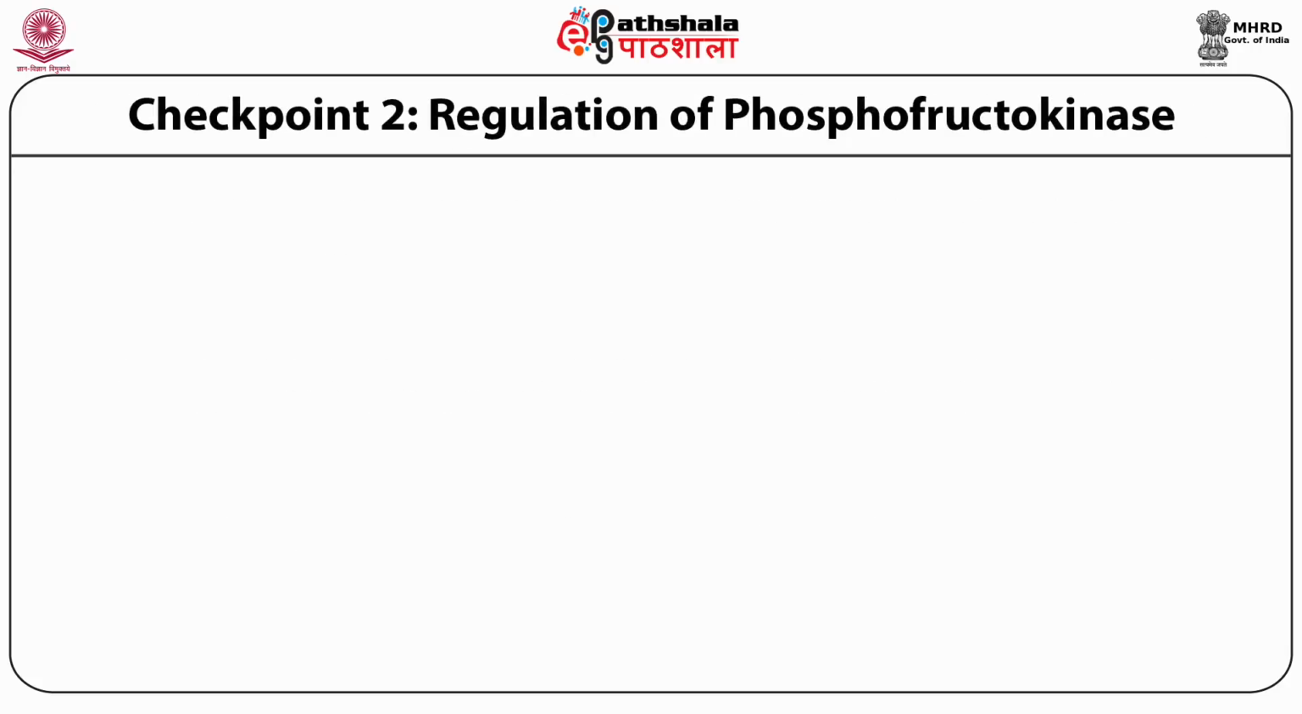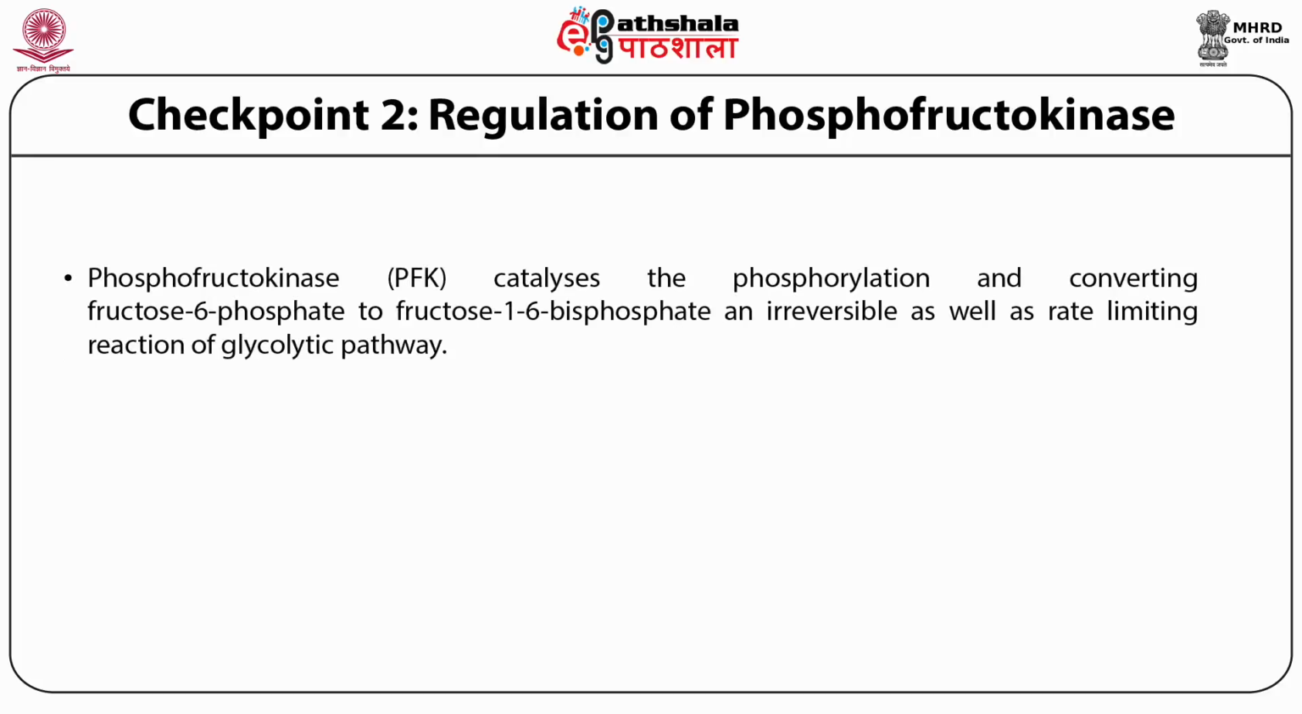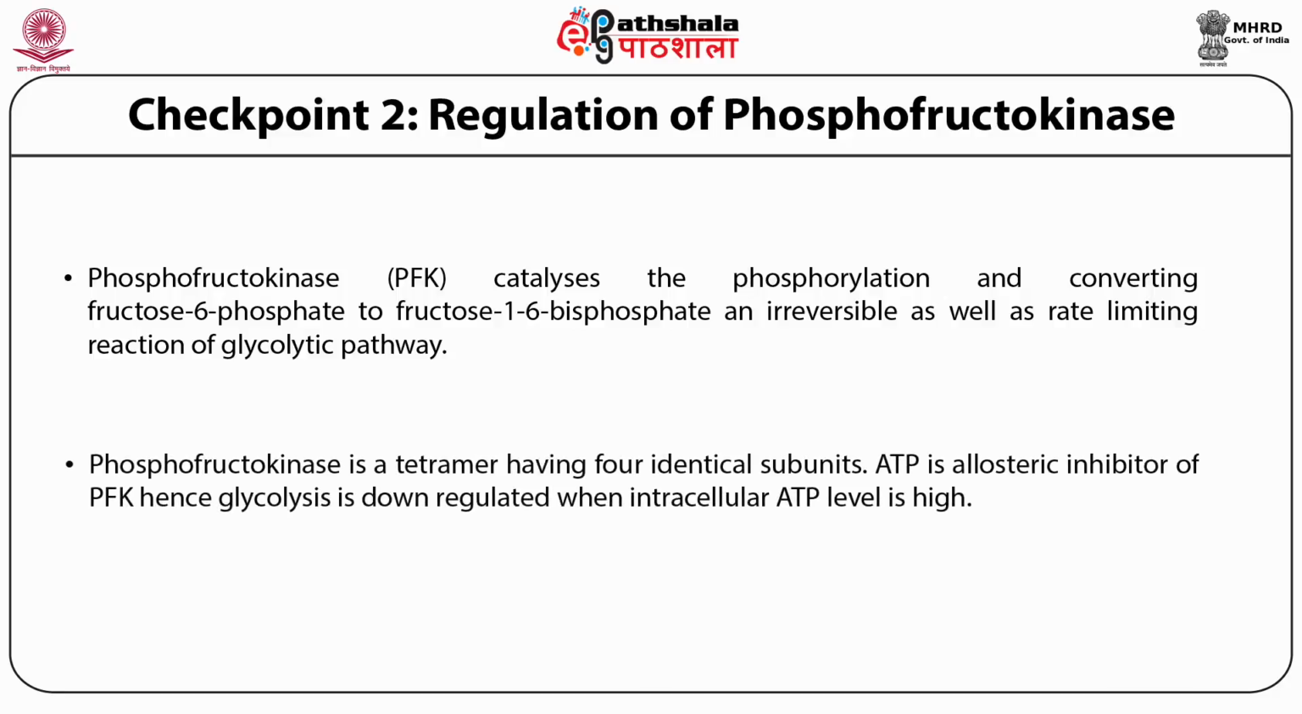Now let's try to understand checkpoint 2, that is phosphofructokinase. It catalyzes the phosphorylation and converts fructose 6-phosphate to fructose 1,6-bisphosphate, which is an irreversible as well as the rate-limiting reaction of the glycolytic pathway. PFK is a tetramer having 4 identical subunits. ATP is an allosteric inhibitor of PFK. Hence, glycolysis is down-regulated when intracellular ATP level is high.